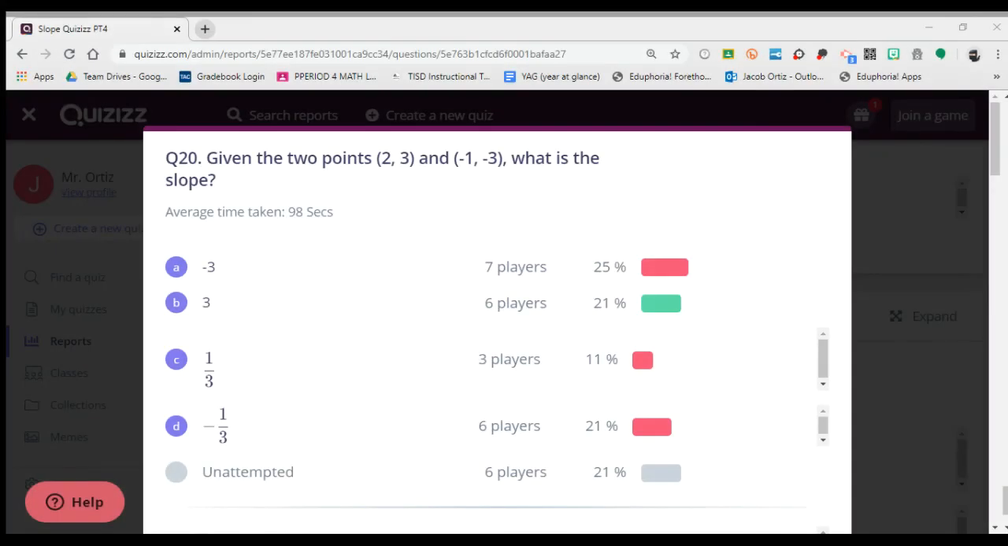Given the two points, (2, 3) and (-1, 3), what is the slope? If you're looking at this, there's answers all over the place. That being said, let's go ahead and make a T-chart. Here's the T-chart. Remember, here's your X's, here's your Y's.